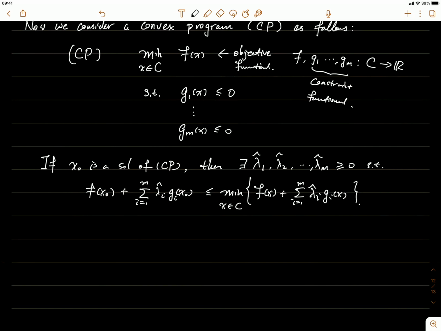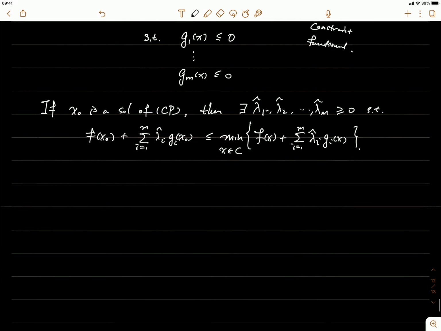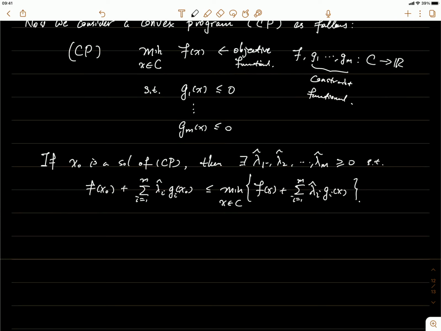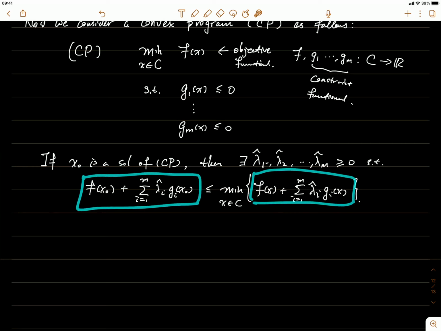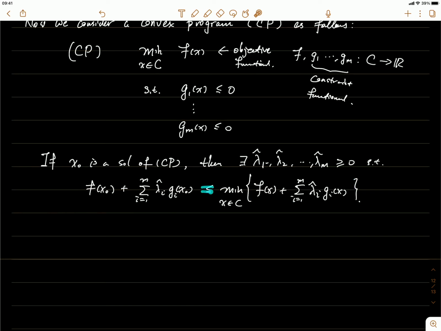Okay, so that means if x naught is a solution of the convex program, then there exist lambda 1 through lambda m, which are all non-negative, such that when you form a new objective function, it looks like this. It's not separating; it actually combines the objective function and the constraint functions into a single function. This is just a linear combination of the g_i's and this f, such that x naught is actually minimizing this, because it is less than or equal to the right-hand side. And apparently this should be an equality, because x naught itself is some point in C, but it's minimizing this.